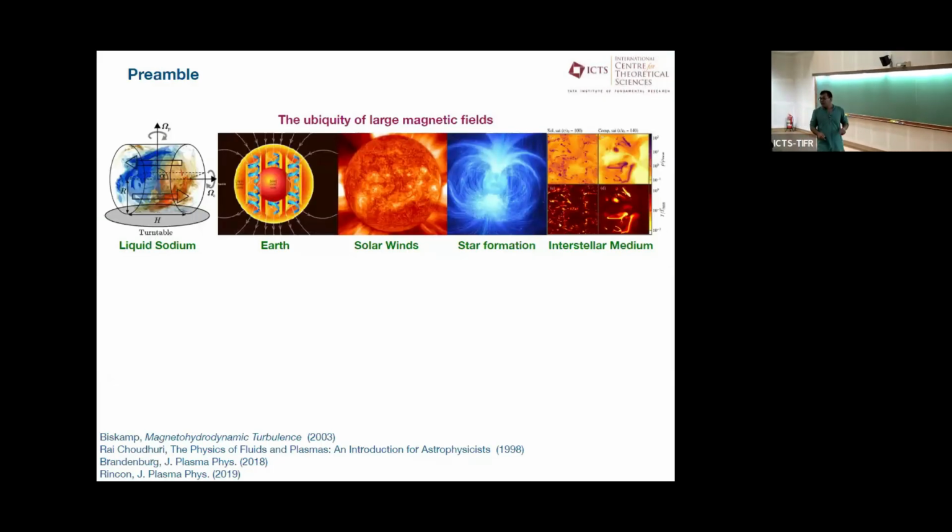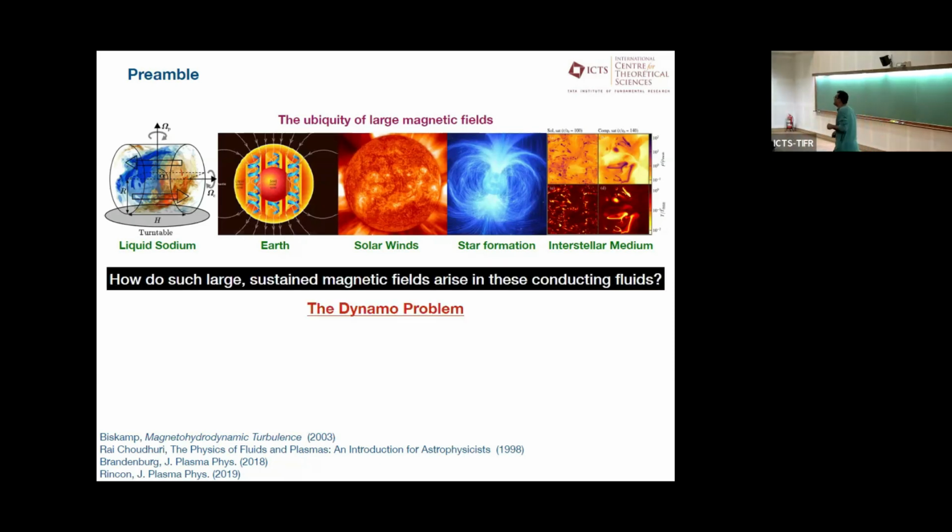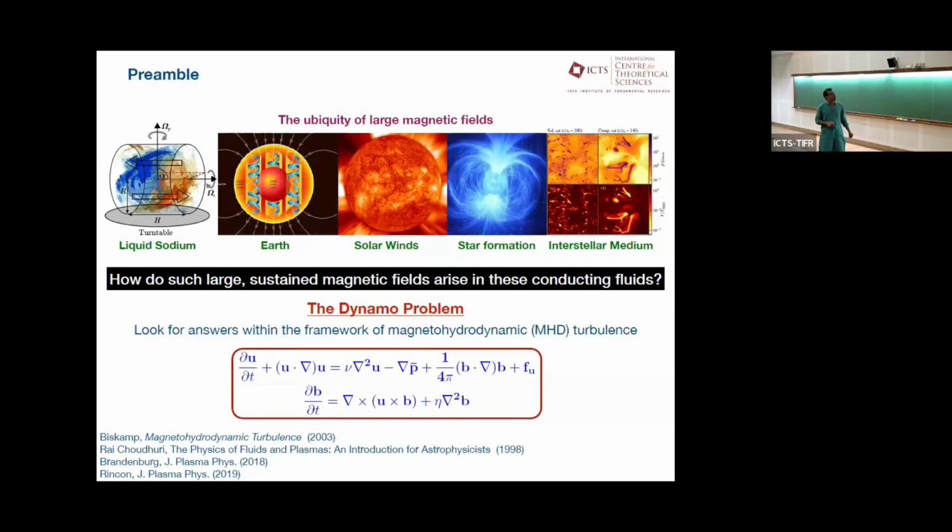So essentially, as you've heard for at least 3 talks, large magnetic fields are ubiquitous, right? So there could be, in these very nice liquid sodium experiments, all the way to star formation, interstellar medium. I hope I got the length scales right in this arrangement. And the question that worries a lot of people is how do large sustained magnetic fields arise in these conducting fluids? I'm not going to answer that question really. And that's essentially what the dynamo problem is.